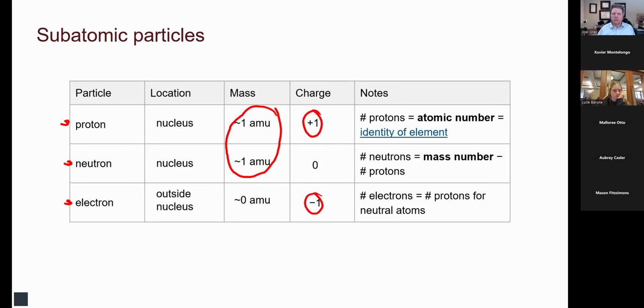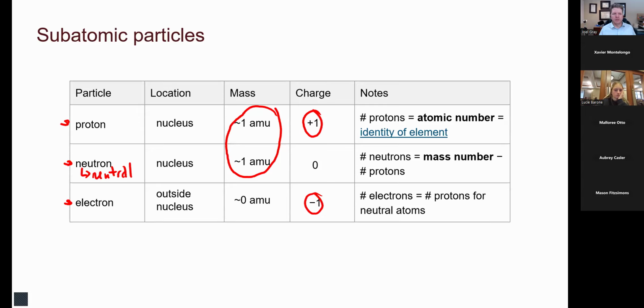Electrons have no mass. For charge, protons and electrons have charges. Neutrons have no charge. I also like neutrons because another substitute word I say for that is neutral. Neutrons are neutral. They have no charge whatsoever.